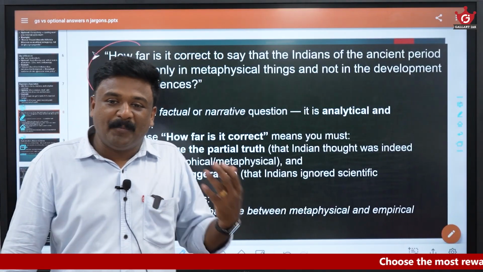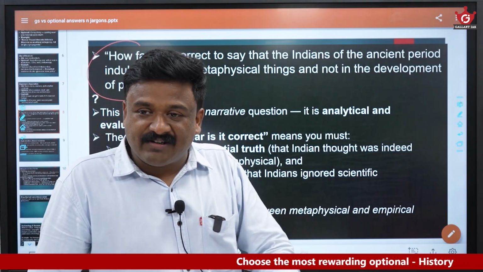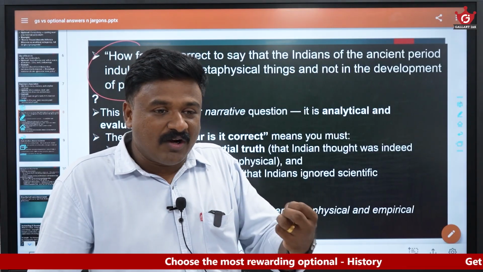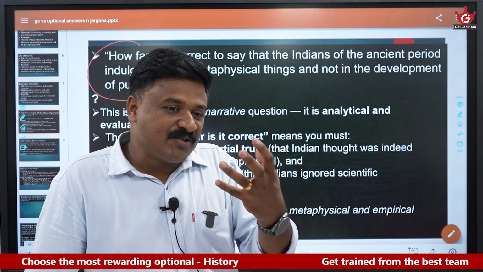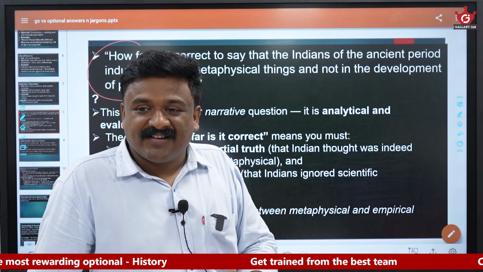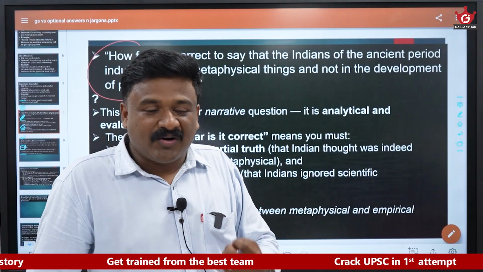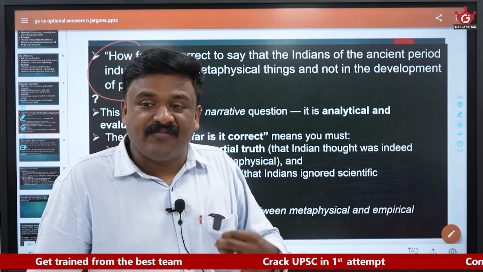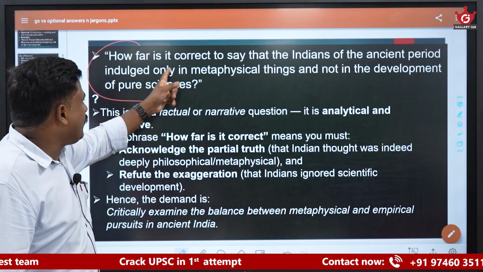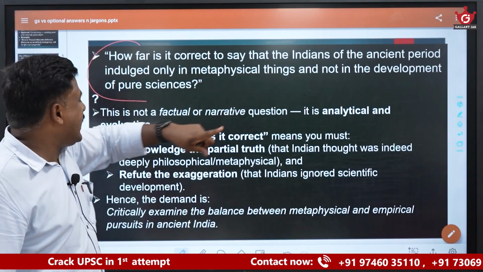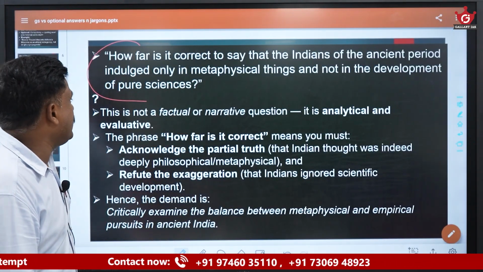In the science field also we have done lots of things. The computation of the value of pi, the gravity force, the solar and lunar eclipses, or this decimal system, astronomy, astrology, mathematics, physics, or Ayurveda medicine. Lots of scientific inquiries we have already done. So the statement is, how far is it correct to say that Indians of the ancient period indulged only in metaphysical things and not in the development of pure sciences?